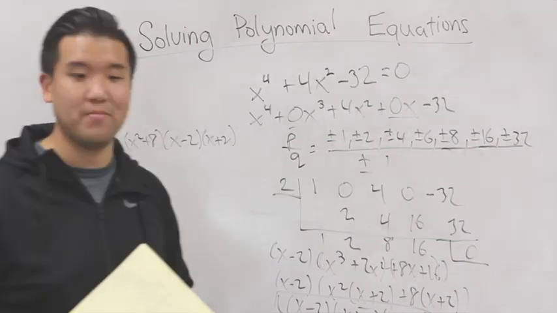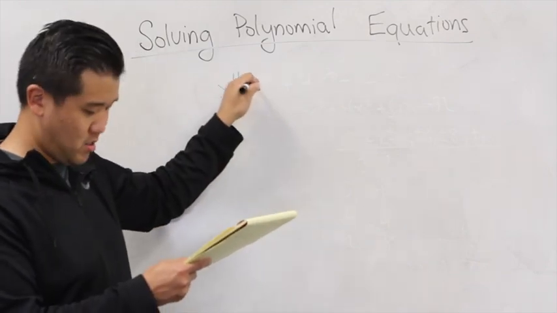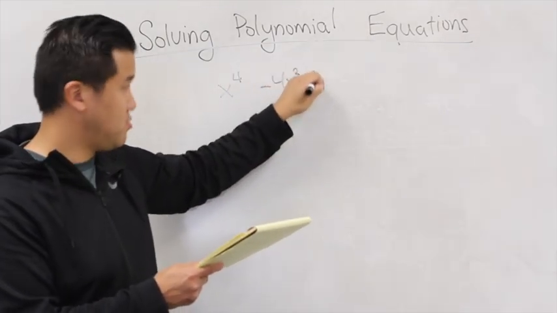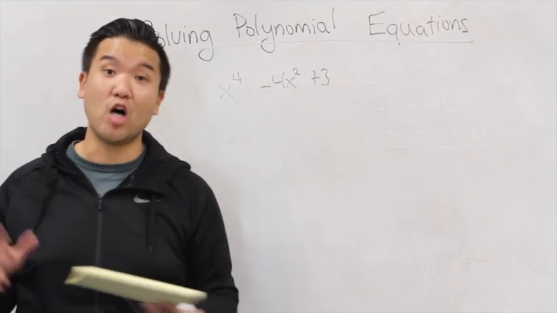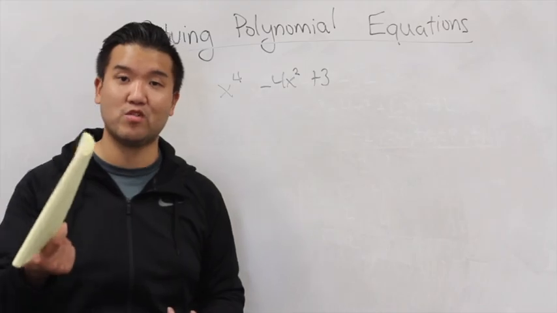All right, good job. All right, our advanced problem, let's try this. X to the 4th minus 4x squared plus 3. I want you to do all of it. I want you to find me my x-intercepts. So start with your P over Q's. About a minute for this, try your best, go.